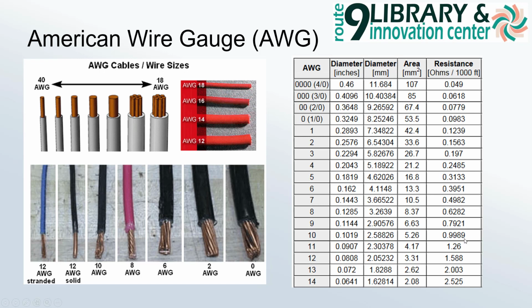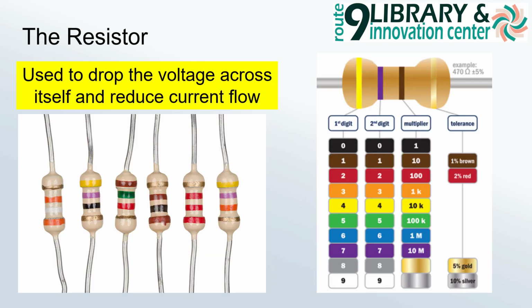Suffice it to say, for a 12 gauge wire, it's about 1.5 or 1.6 ohms per 1,000 feet. Not a lot. It's actually very, very little, which is one of the reasons why, when we wire up our circuits, for the most part, we're not going to worry about the resistance of a wire. There are some examples, and we're going to go over one later, where you do really care about the resistance of a wire.